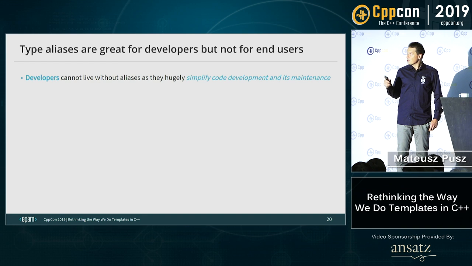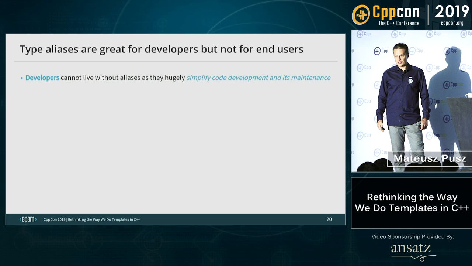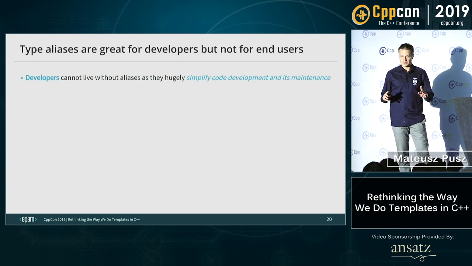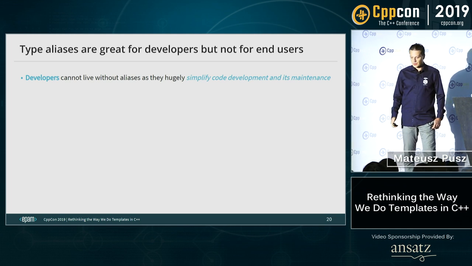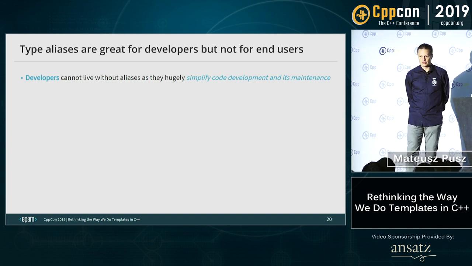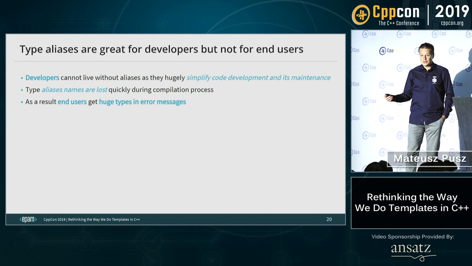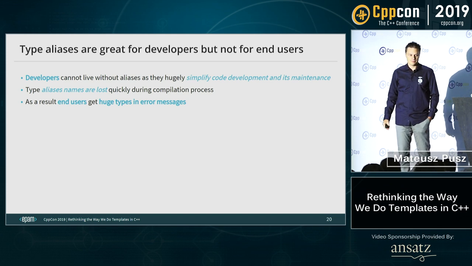So most of the problems we've seen are due to the type aliases being used for all of those primary templates. Can you imagine writing your templated library without alias or typedef as a developer? Probably not, yes? Because it's really useful and handy to use those aliases. However, aliases are quickly lost during the compilation process, and end users actually will not benefit from them at all.